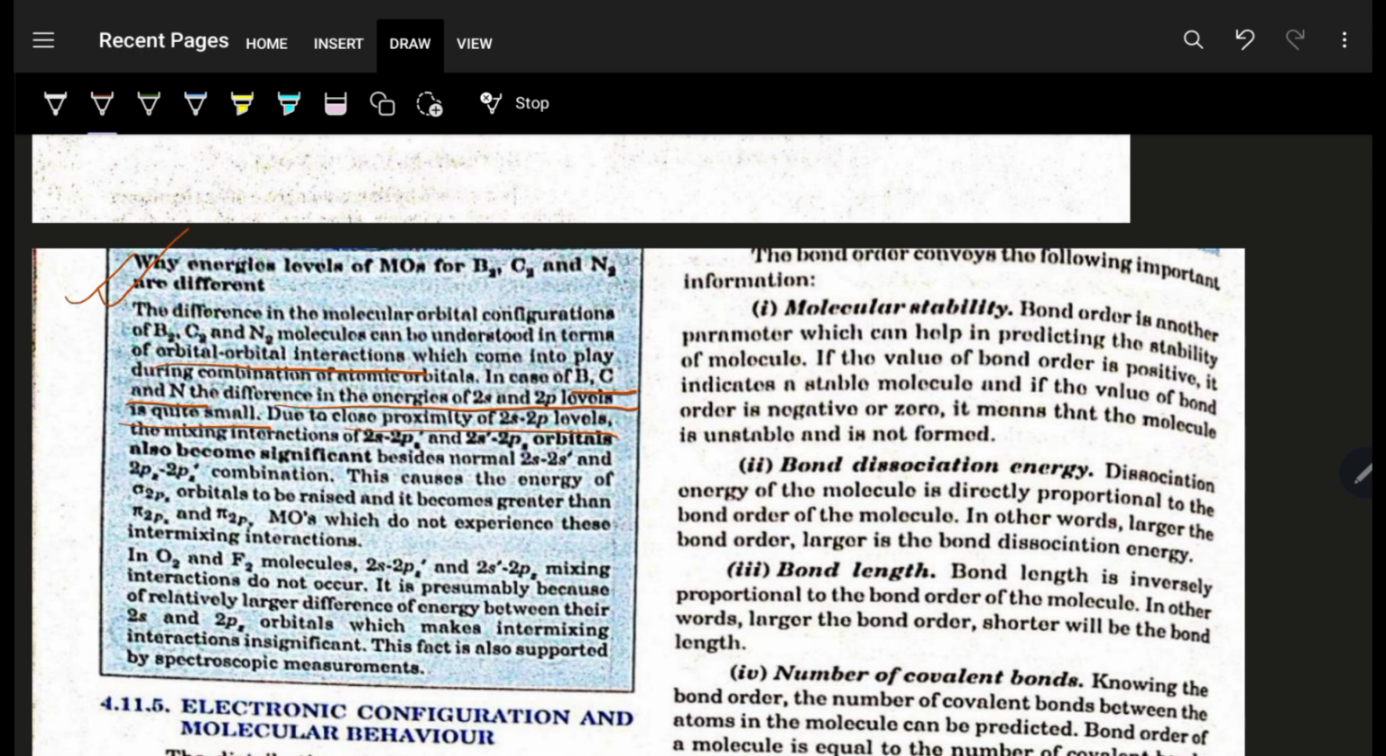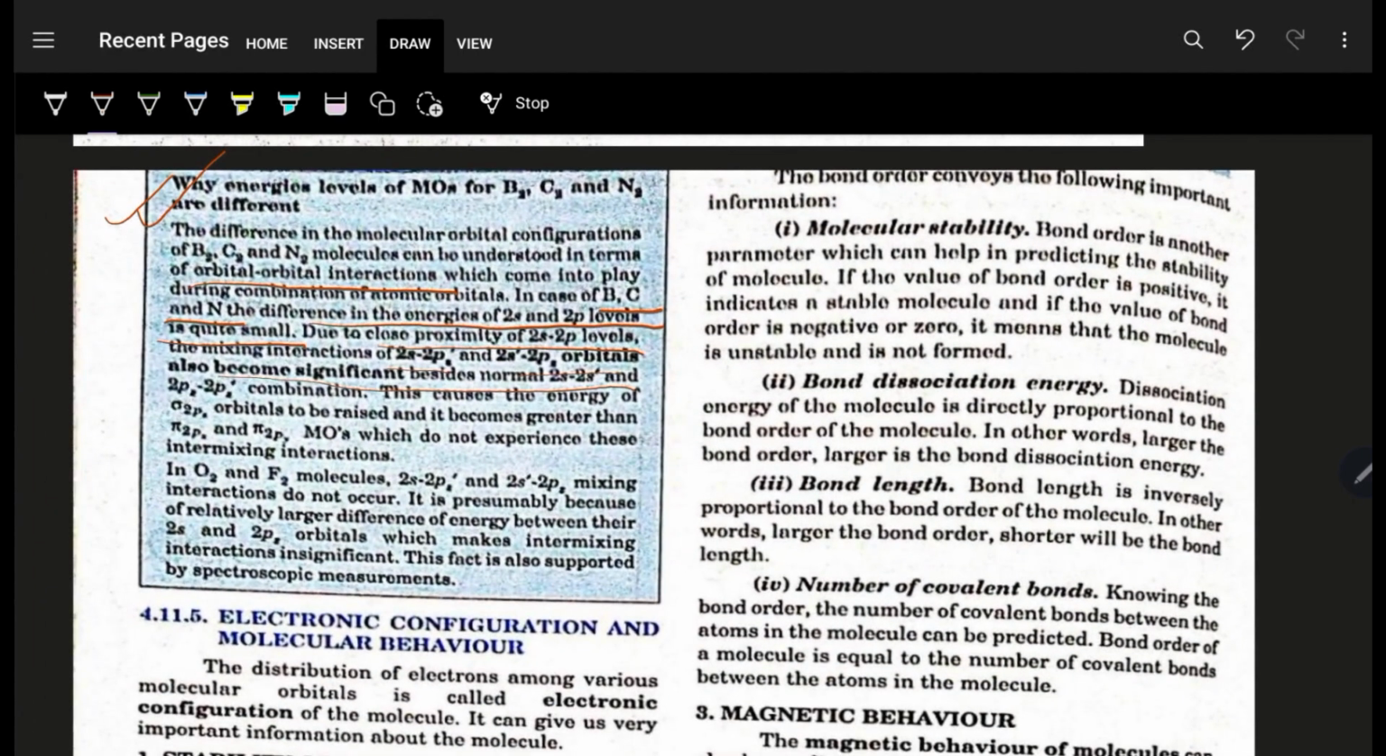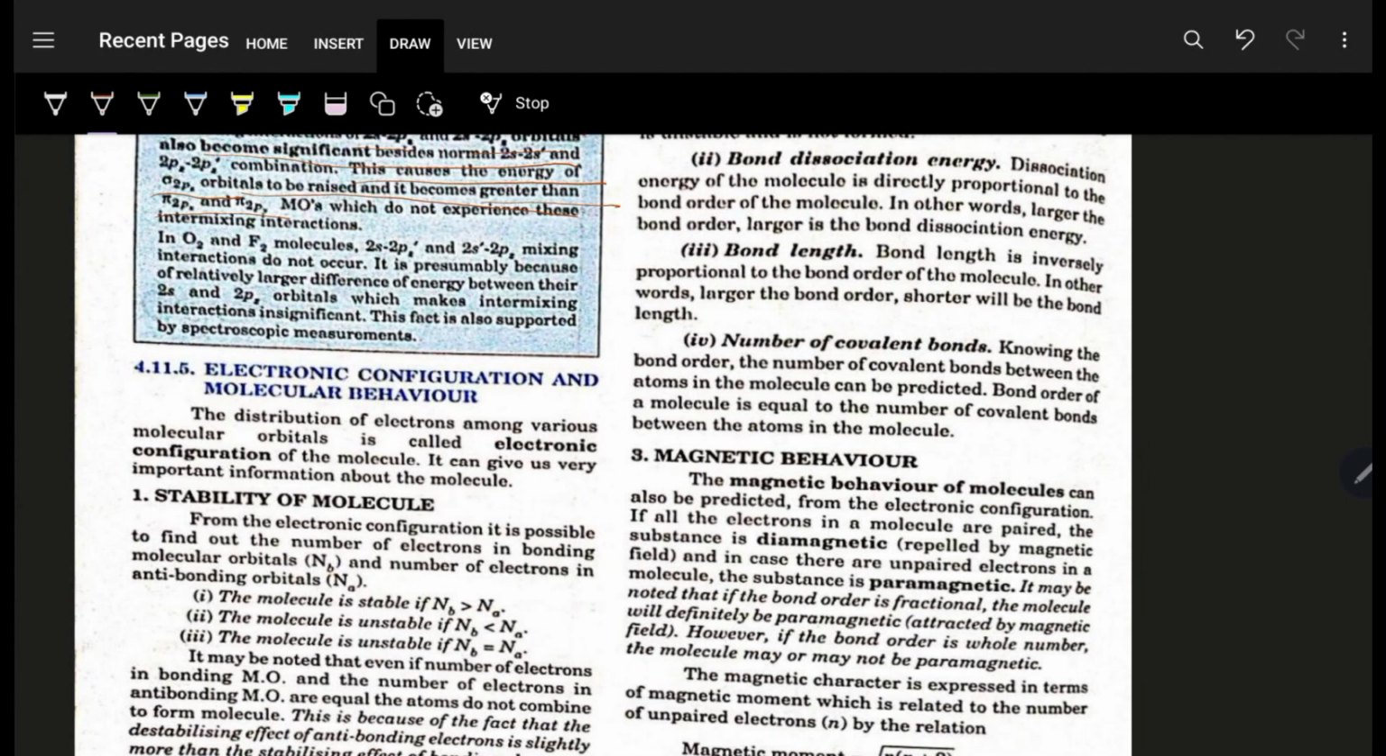So mixing interactions occur and the energy order gets reversed. Okay. So now over here, this causes the energy of the sigma 2pz orbital to be raised. Because what is happening? It becomes greater than the pi orbitals, because the pi orbitals have more stability than the antibonding at that time. Okay. So, electronic configuration and stability.